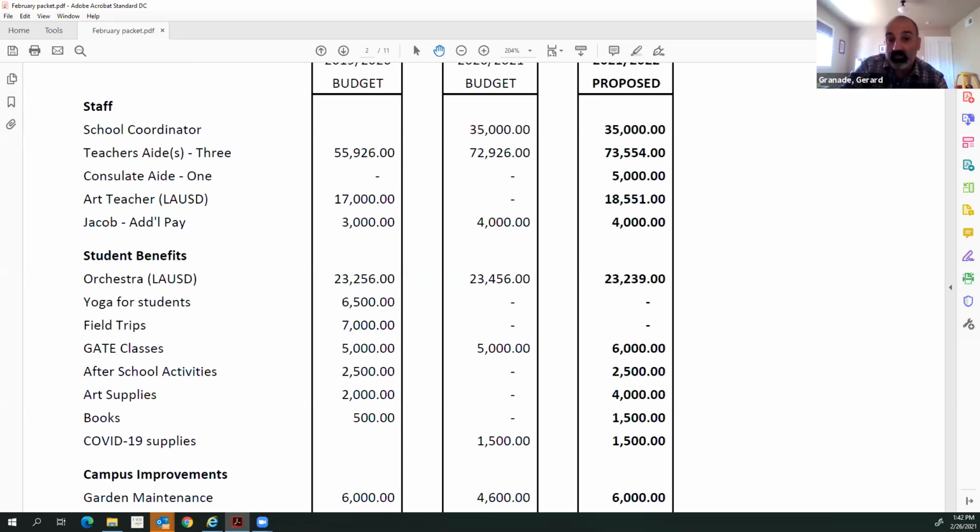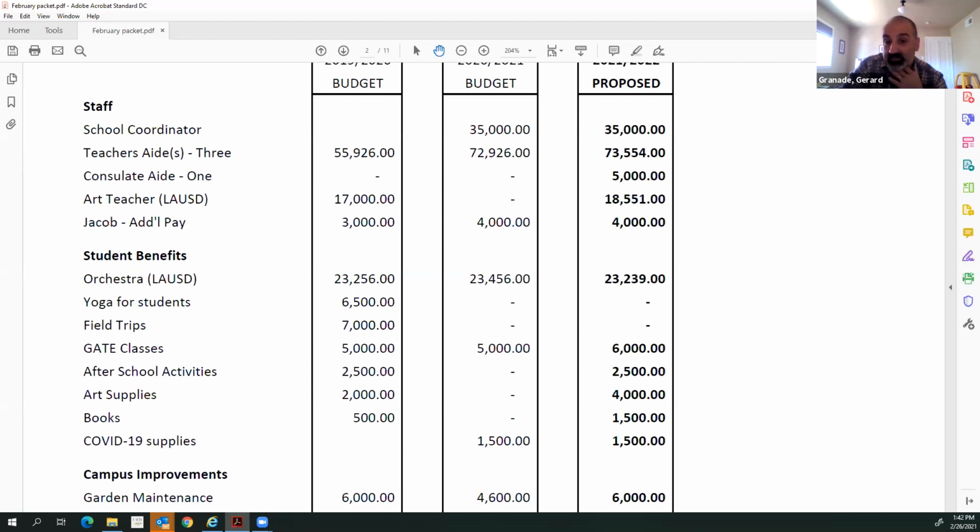So we start young and then move them up. So ideally TK, K, first, second. There usually aren't any more TAs beyond second grade, and that's pretty much a district-wide thing. Usually by the end of second grade, third grade, the kids are reading. They're a lot more independent, so they don't really need as much support from a TA.